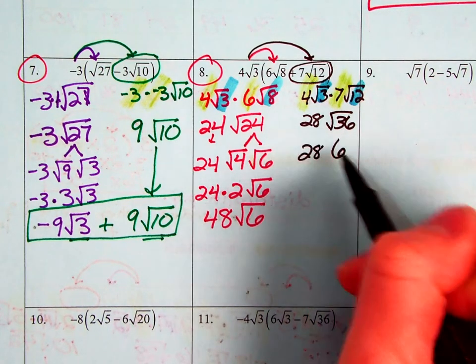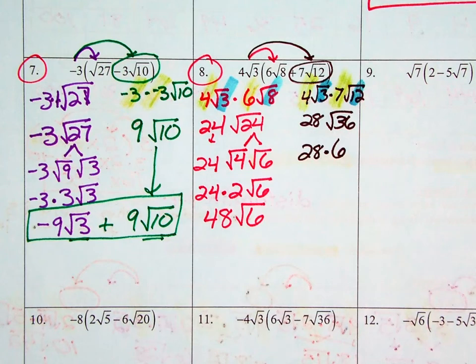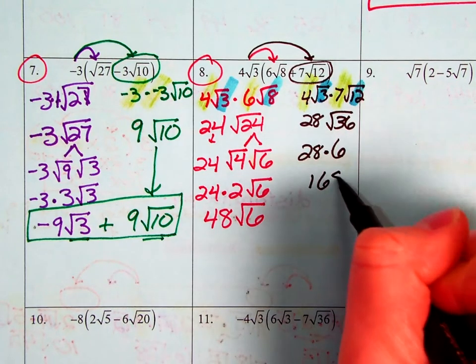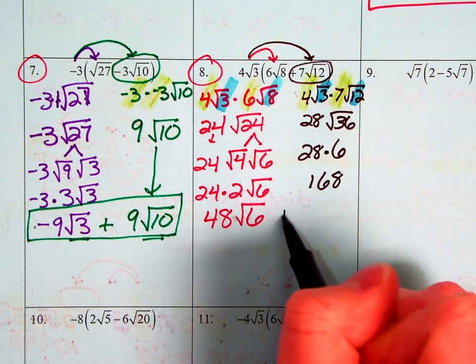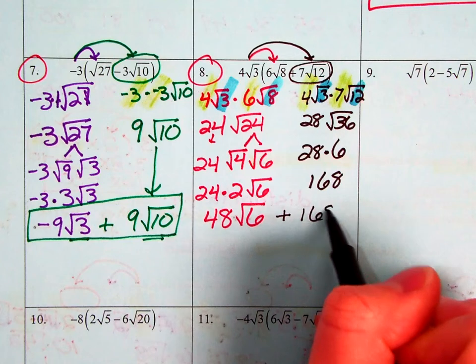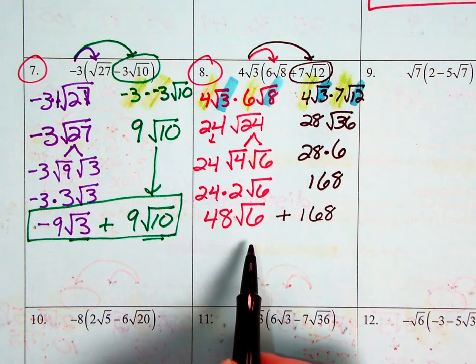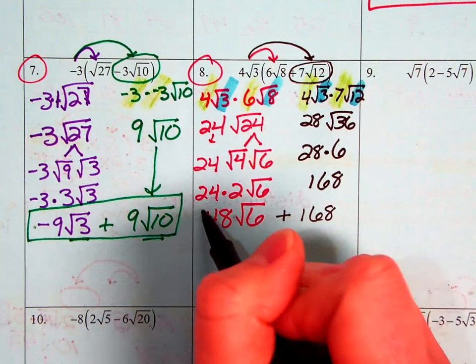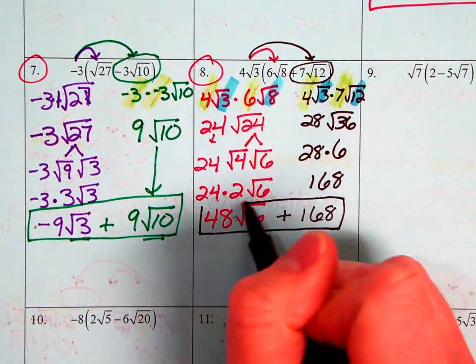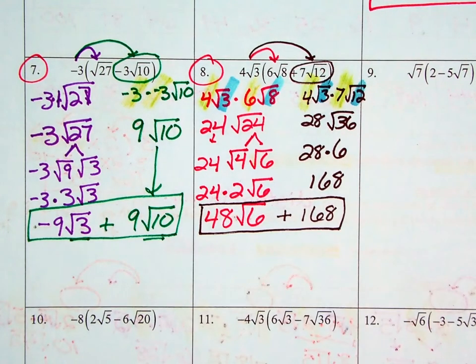We have a 28 out front, and we're going to multiply those together to get 168. Since the 168 is positive, it's really plus 168. I'd look to try to combine like terms, but this has a square root, and the 168 does not. So then my final answer is 48 square root of 6 plus 168.